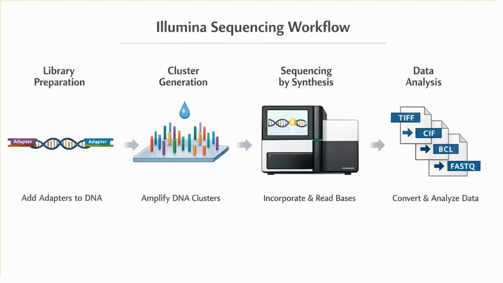So how does Illumina sequencing actually work? Let's break it down step by step. The core idea behind Illumina sequencing is simple. DNA is sequenced one base at a time by detecting the incorporation of nucleotides. This process is called sequencing by synthesis. In simple terms, we copy the DNA strand and read each base when it is added. Here are the steps in short.